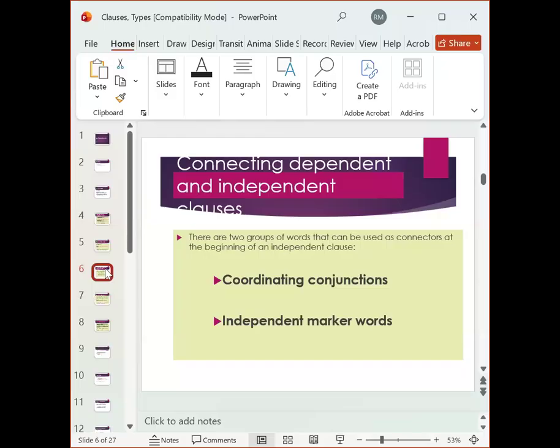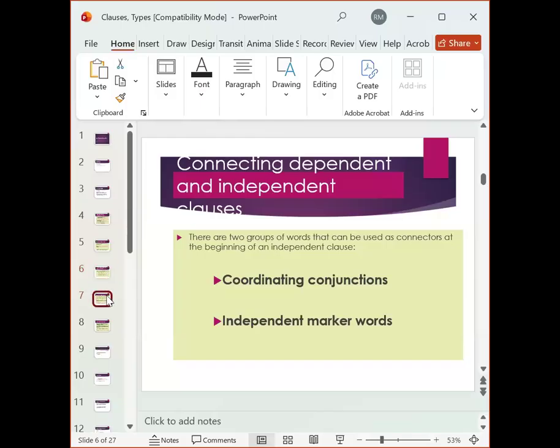These dependent markers we saw, or in other studies, the subordinating conjunctions, do not add two independent clauses. They rather change the status of an independent clause to a dependent clause. So while the subordinating conjunctions or the dependent markers have the ability to change the clause type, coordinating conjunctions don't have that. Rather, they have that sense of joining two sentences.